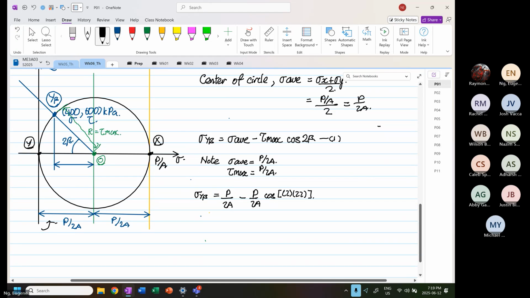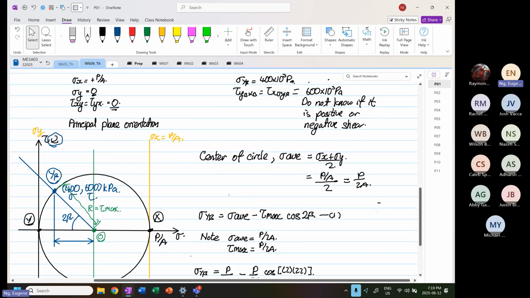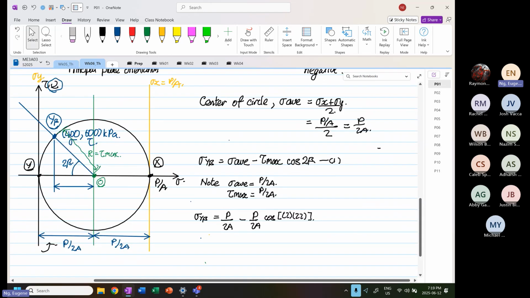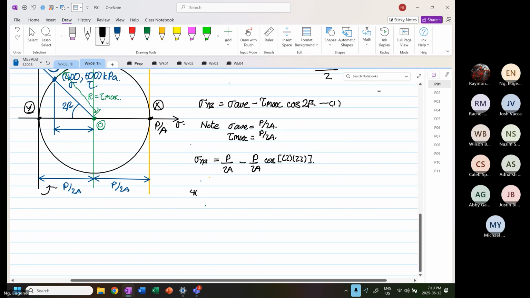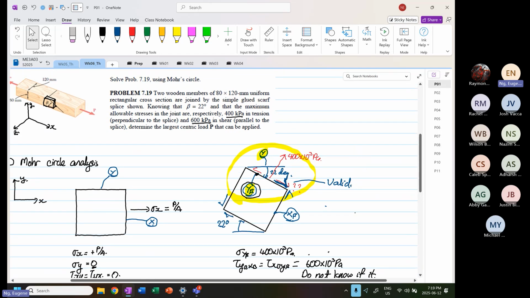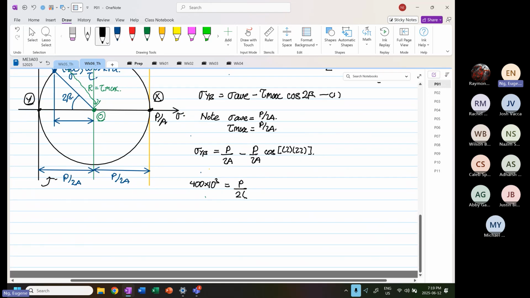Okay, so we have everything now. Okay, so we can find what is our P, right? So stress y beta, we were given that this is 400. Let me check. 400 times 10 to the power 3. So this is equal to P over 2 A. The cross-sectional area is what? Let me see what it is. It's equal to 0.08 multiplied by 0.12.